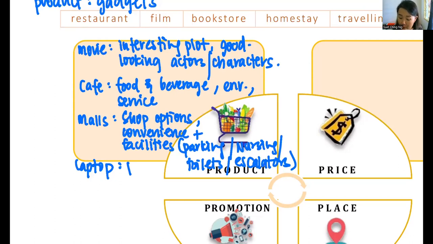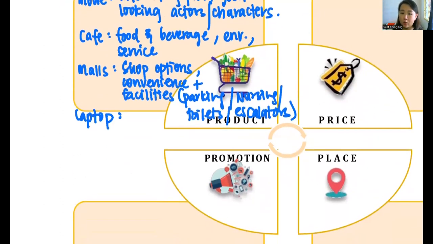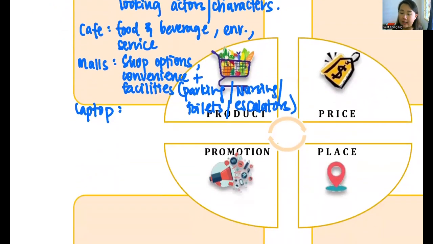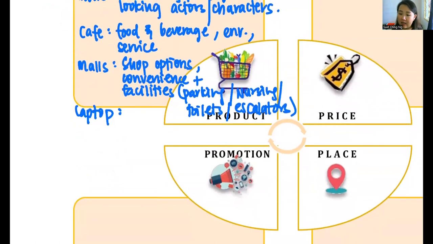Affordability. I wouldn't say price, because why? Price is here. Talk about the product of the laptop first. Don't talk about money first. Because you see the movie, I never talk about price. The cafe, I didn't talk about price.